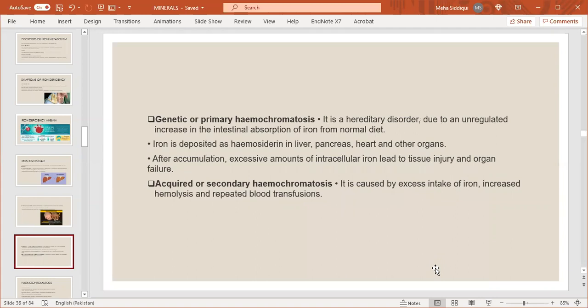Now, there are two types of hemochromatosis. Genetic or primary: it is a hereditary disorder due to an unregulated increase in the intestinal absorption of iron from normal diet. It is deposited as hemosiderin in the liver, pancreas, heart, and other organs. After accumulation, excessive amounts of intracellular iron lead to tissue injury and organ failure. The other type is acquired or secondary hemochromatosis. It is caused by excess intake of iron, increased hemolysis, and repeated blood transfusions.